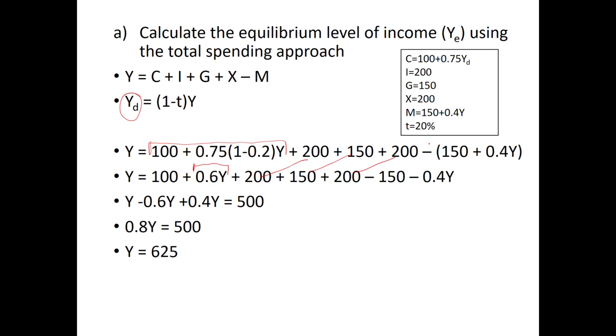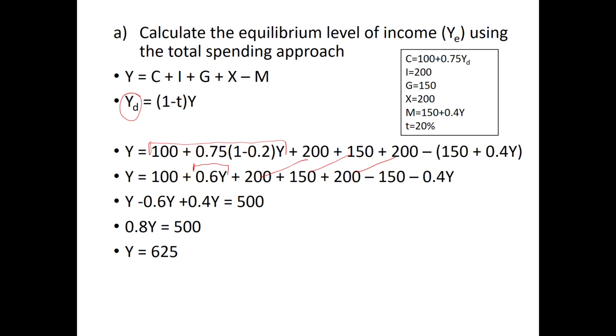exports, and then you take the minus into the brackets over here, so it becomes minus the imports and minus this propensity to import. All the Y's over here and again over there, they need to move to the left hand side of the equation. So plus 0.6 becomes minus 0.6, minus 0.4 becomes plus 0.4. You do the calculation over here, it gives you a positive 0.8y.